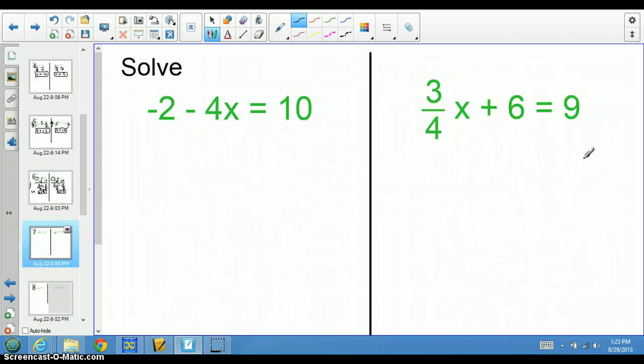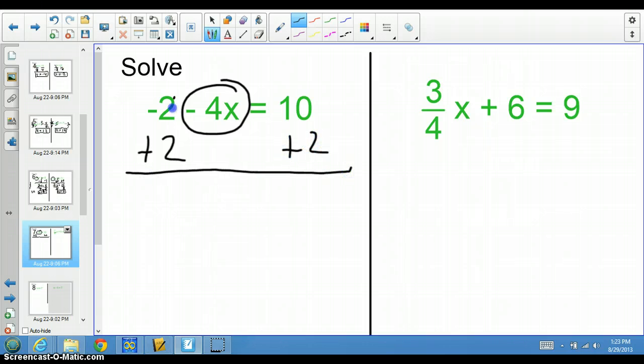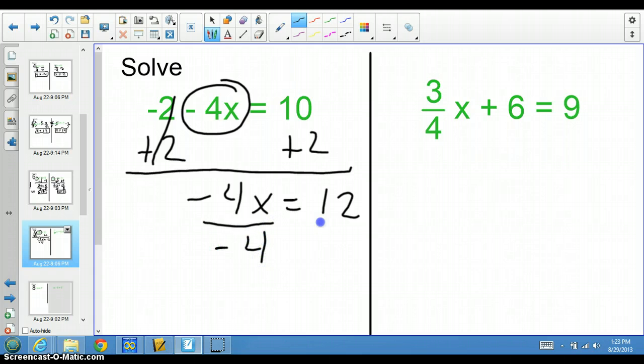Remember, pause, stop this at any time if I'm going too fast. For this one, I need to get the negative 4x all by itself first, so I have to add 2 to both sides, because whatever you do to one side, you have to do to the other. So 10 plus 2 is 12. Now I'm multiplying, so I have to do the opposite and divide. So I have x equals negative 3.